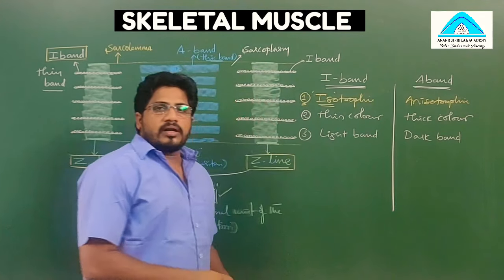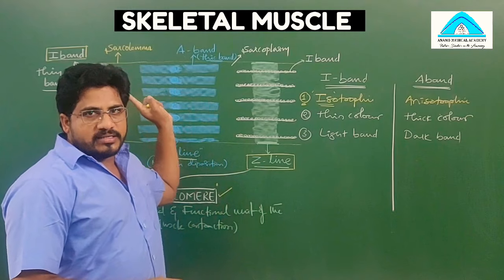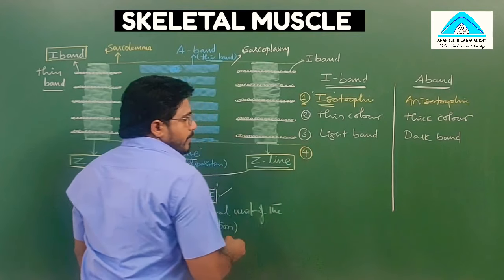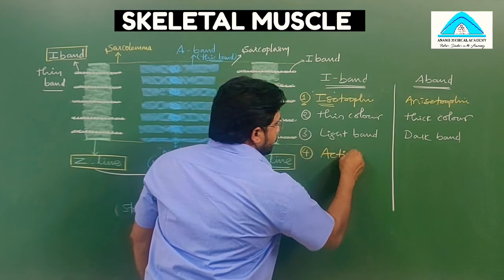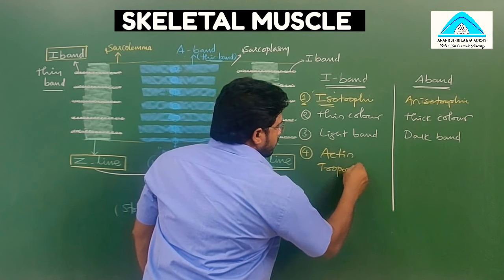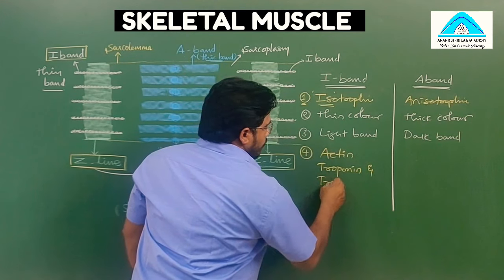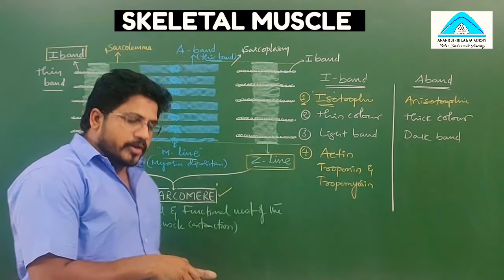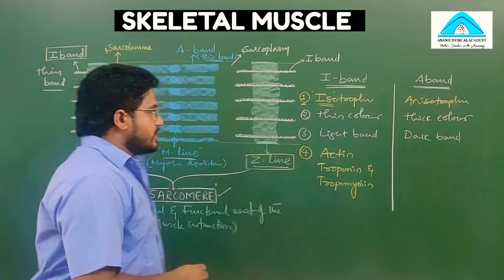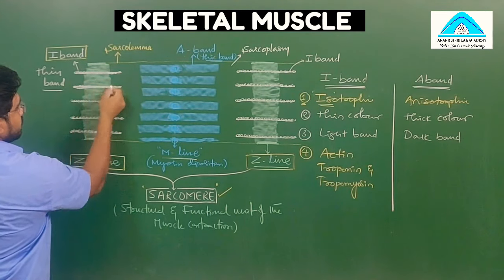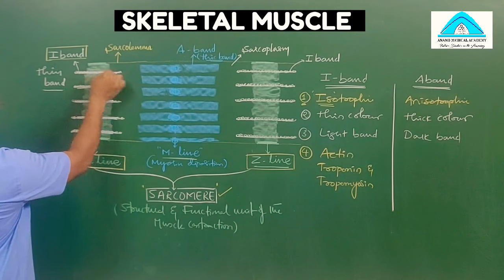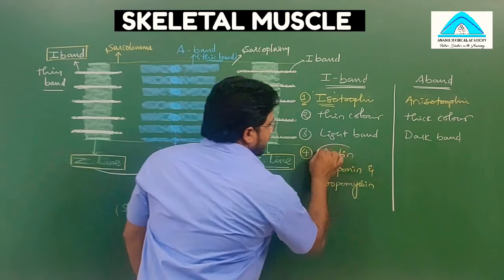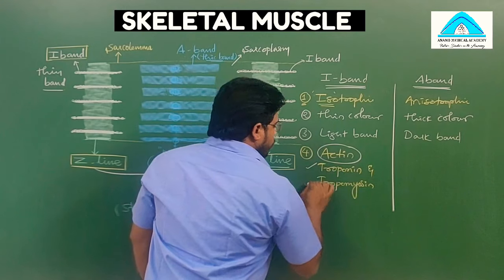In the sarcomere, what are considered as light bands? I bands. What are dark bands? A bands. What are the proteins that are present in the I band? Actin, troponin and tropomyosin. Actin, troponin and tropomyosin are the three different proteins present in this structure. I bands, thin bands or light bands, all three mean the same. Those bands are made up of proteins called actin, troponin, tropomyosin.